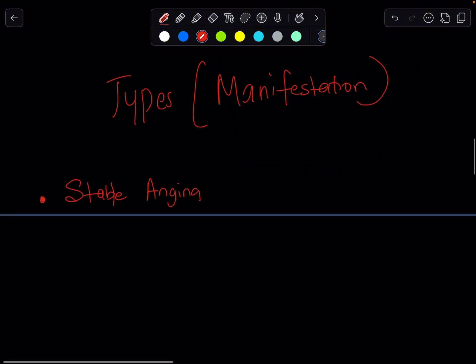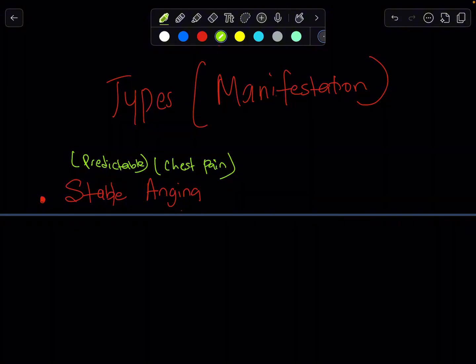Okay, so now, guys, we're going to talk about the types or the manifestations of myocardial ischemia. Basically how myocardial ischemia shows up. So we have stable angina. We all know by now that angina is chest pain. And stable means it's predictable, right? We know when it's going to happen, where it's going to happen, how it's going to happen. To say it's stable, it's constant, it's predictable.